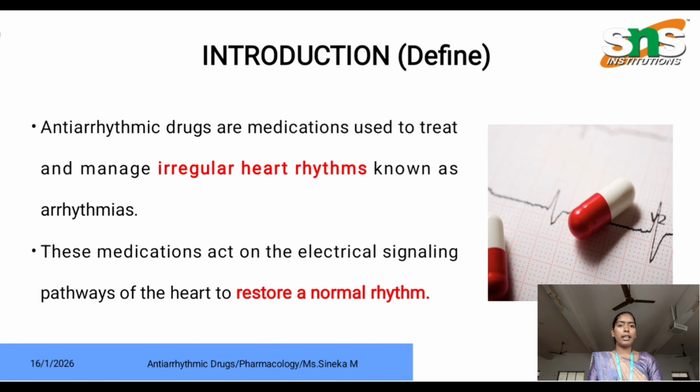Today we are going to see a class on antiarrhythmic drugs. What is arrhythmia? Arrhythmia is an irregular heart rhythm. Antiarrhythmic drugs are used to treat and manage irregular heart rhythms known as arrhythmias. These medications act on the electrical signaling pathways of the heart to restore the normal rhythm.